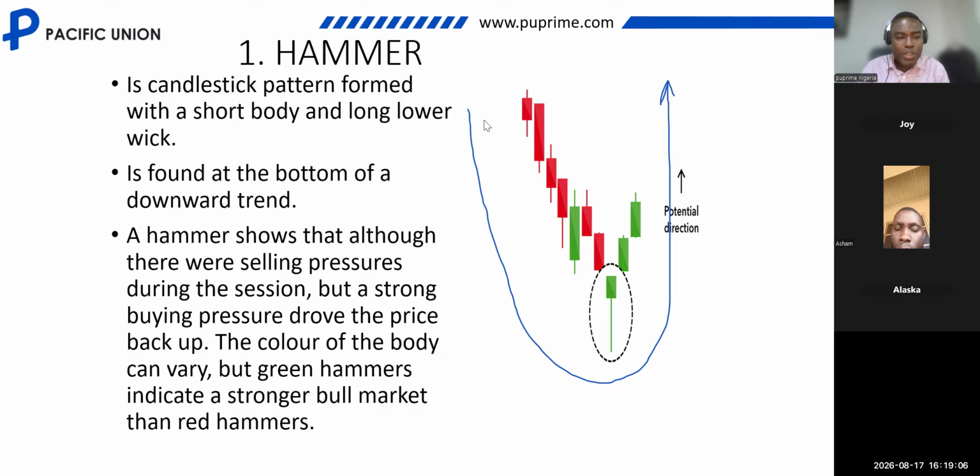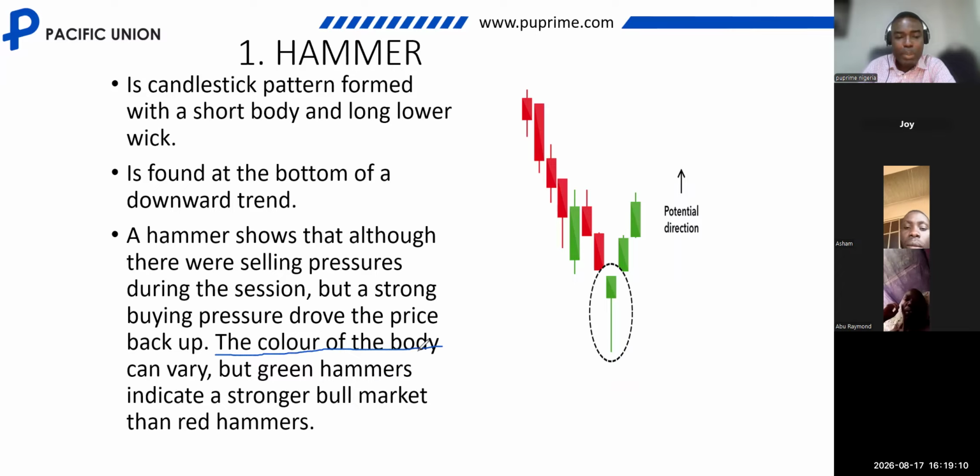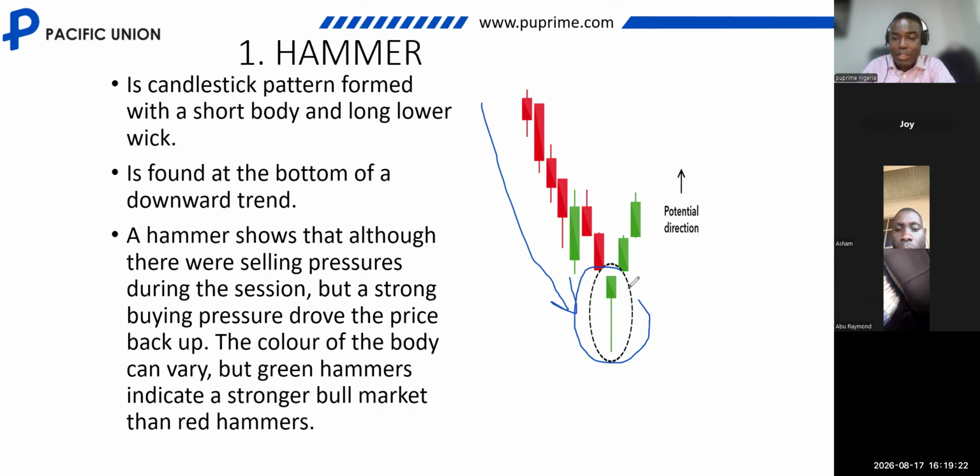Now, there are other things you need to note about this hammer. The color of the body can vary, but generally green hammers indicate a stronger bull market compared to the red hammer. So what I'm saying is this: even though the market is in a downtrend, this candle called a hammer can either be green or red.